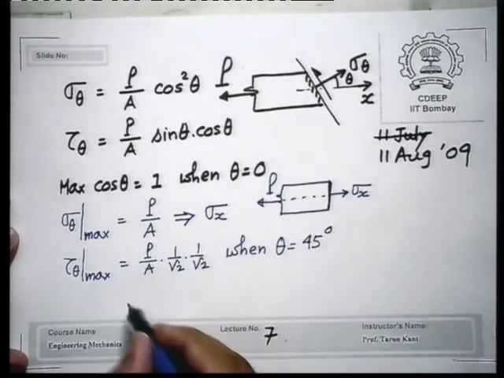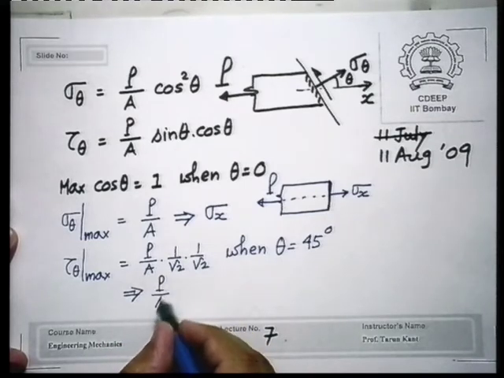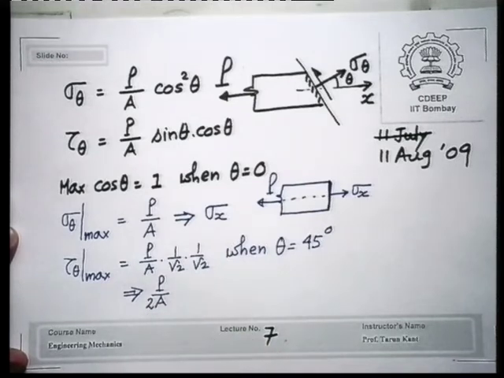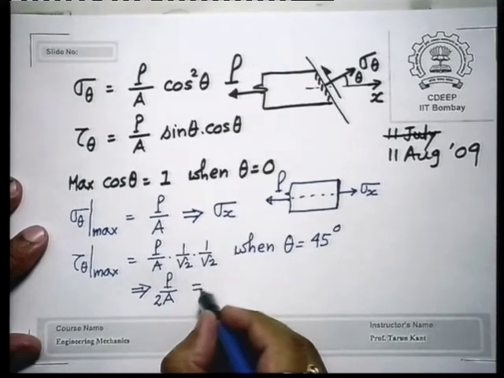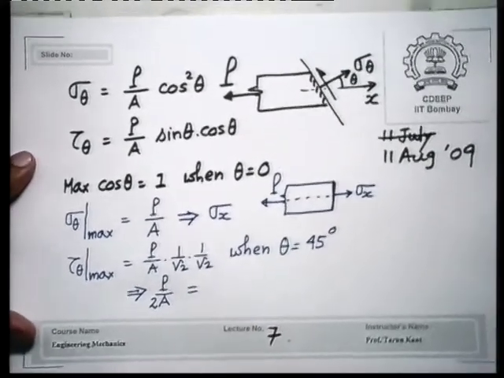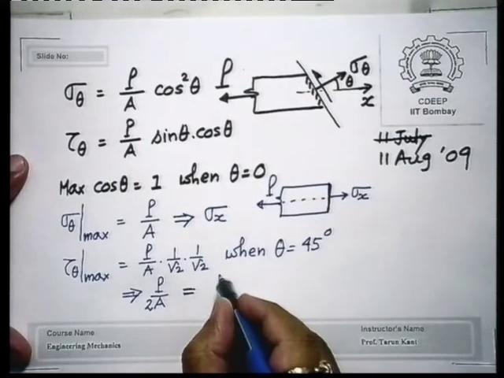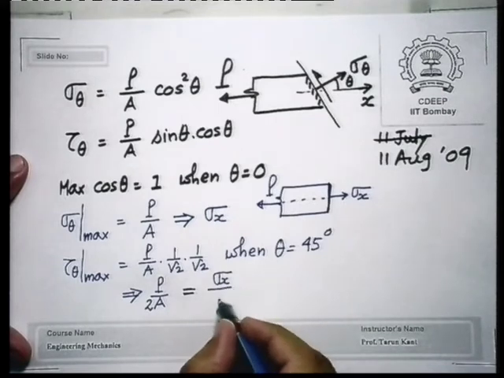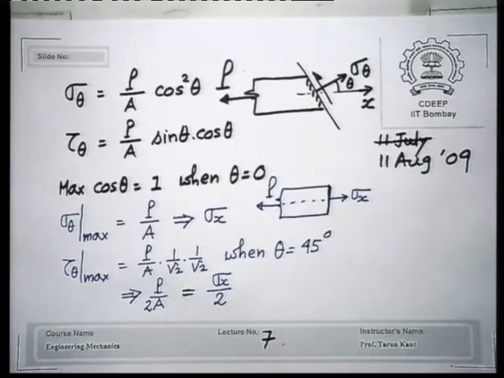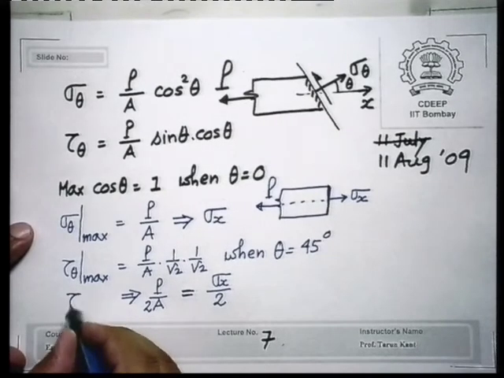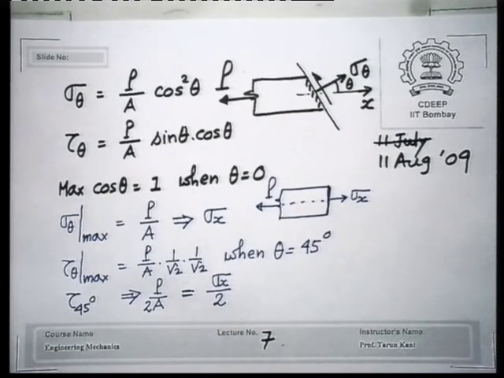So that gives me P by A into 1 by 2, or we can also write, since the maximum value of normal stress is known, that is sigma x, it is sigma x by 2. And this is tau at 45 degrees.